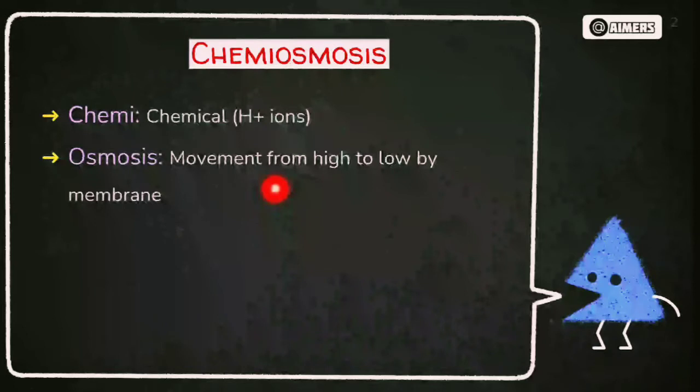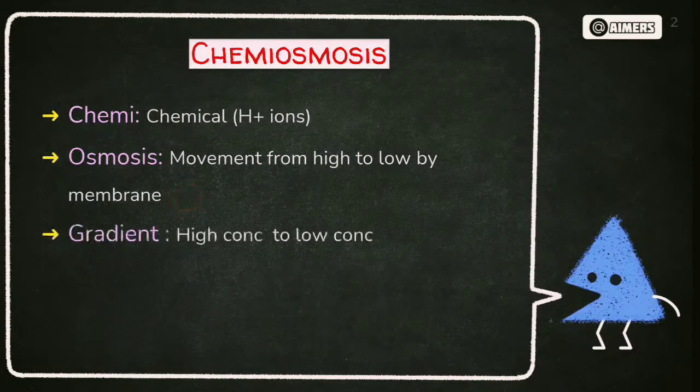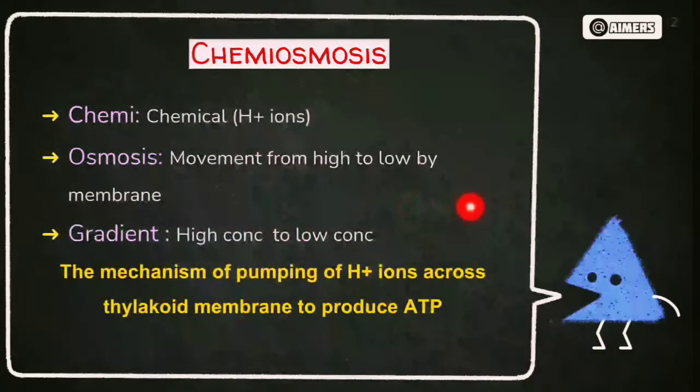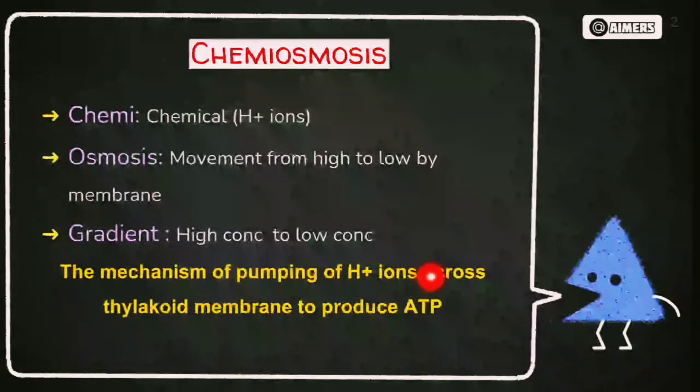So chemiosmosis will be the movement of H positive ions from high concentration to low concentration with the help of a thylakoid membrane. So the simplest definition of chemiosmosis can be this: the mechanism of H positive ions pumping across the thylakoid membrane. And you all know what is the purpose of this chemiosmosis? The main purpose of chemiosmosis is to produce ATP, because it's the mechanism by which ATP is produced. Photophosphorylation is the production of ATP, and the mechanism by which ATP is produced in photophosphorylation is called chemiosmosis.